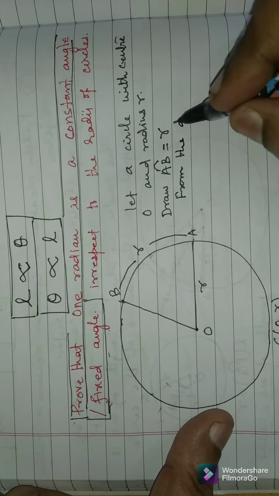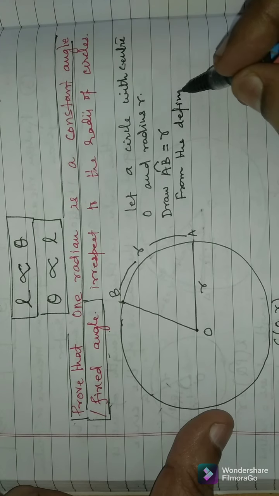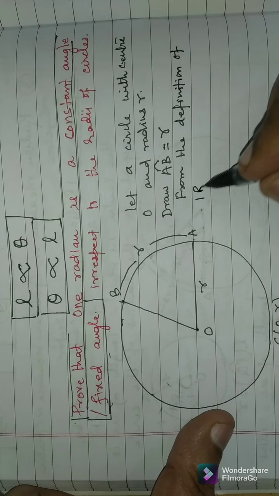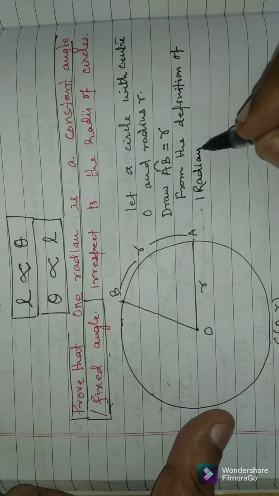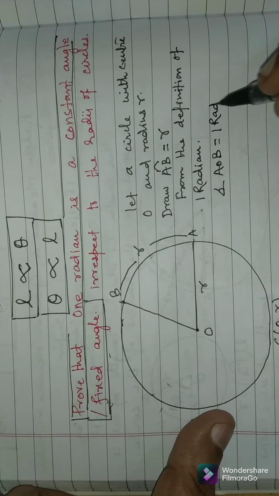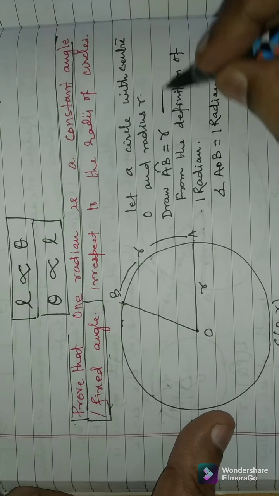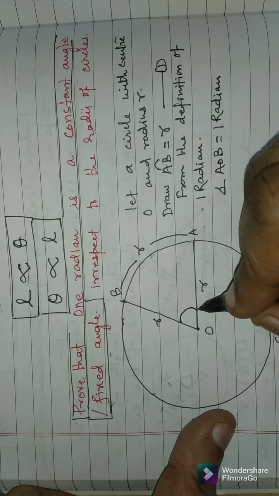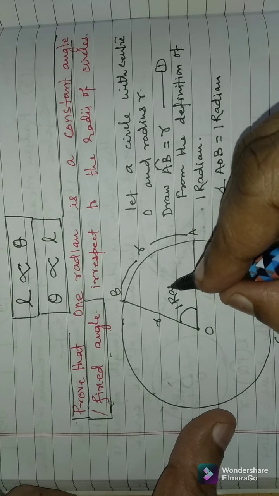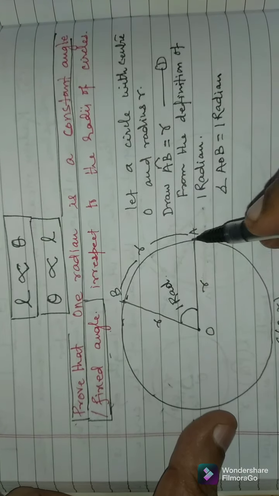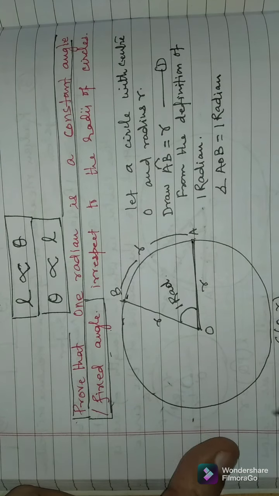Then if we join here, from the definition of 1 radian, angle AOB is equal to 1 radian, because the condition is satisfied from here. This is R also, and this angle is 1 radian. Why? Because the length of AB is equal to the radius of the circle.